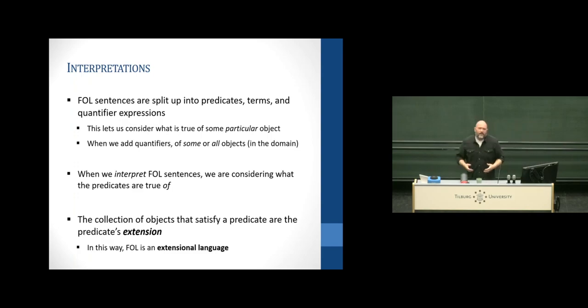So, the core idea here. FOL sentences are split up into predicates, terms, and quantifiers. The rest is just sort of stuff to get us to link those other parts. The key thing here, the main gain for moving to FOL from TFL, was that we can start to consider what's true or false about particular objects, if we use names, or some or all of the objects in a relevant domain.